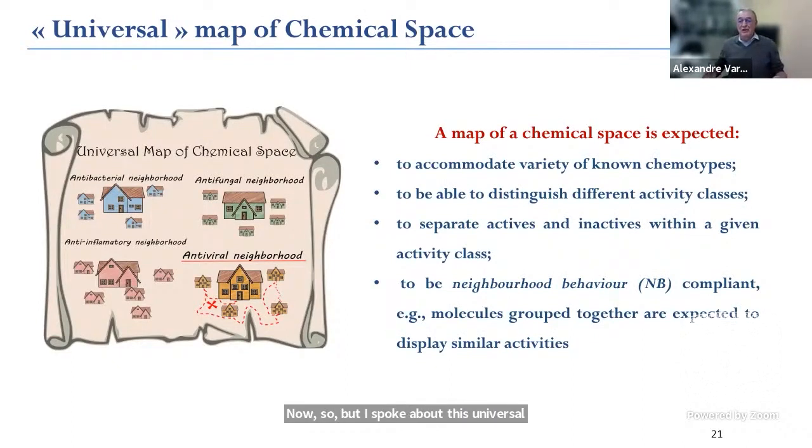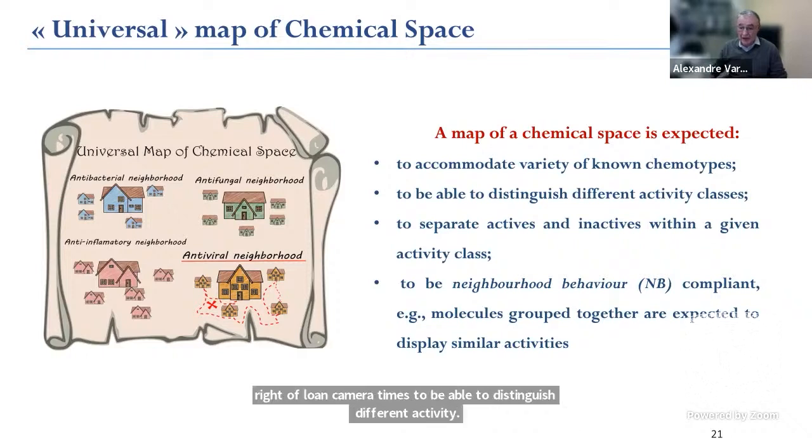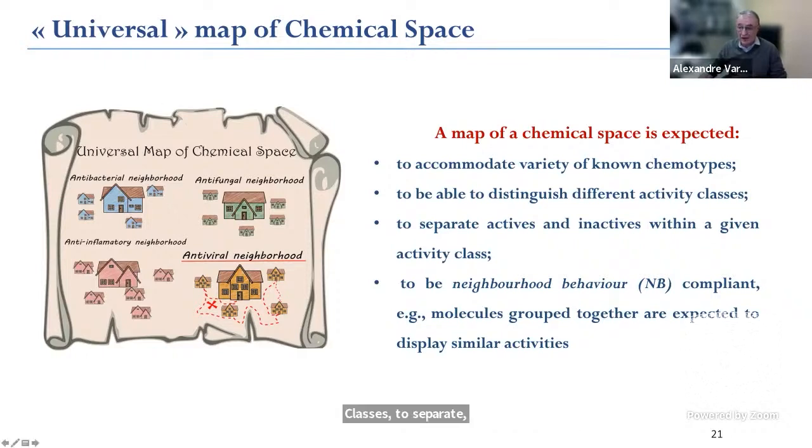What is the meaning of this universality? So, we try to build a map able to accommodate a variety of known chemotypes, to be able to distinguish different activity classes, to separate active and inactive within a given activity class, and what is very important, to be neighborhood behavior compliant, which means that molecules grouped together are expected to display similar activities, and the similarity principle, that similar compounds possess similar activities, must be respected.